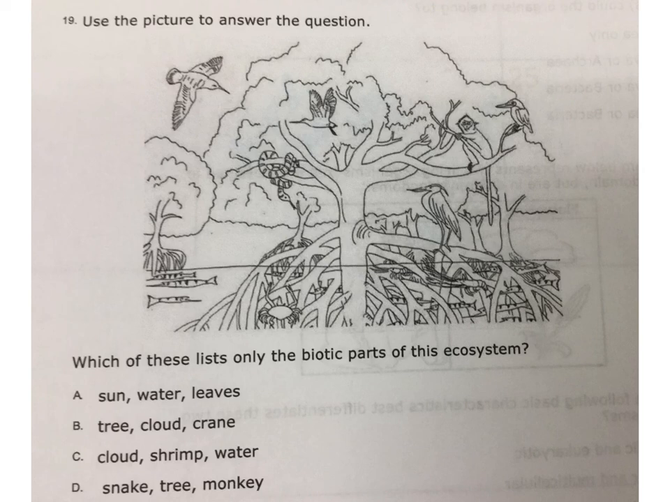A, sun, water, leaves. B, tree, cloud, crane. C, cloud, shrimp, water. D, snake, tree, monkey.